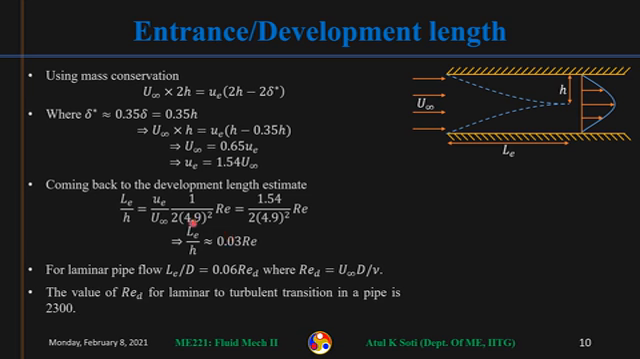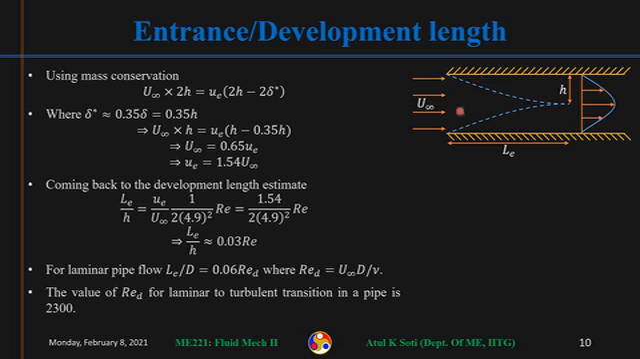So using knowledge of the boundary layer can enable us to gain an approximation for development length, and it is approximately 0.03 Re. This is for a flat plate case. Similar thing, I will leave it up to you. A similar thing you can do for a pipe.